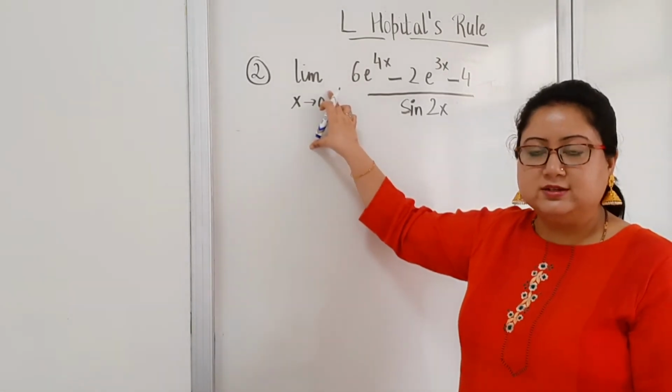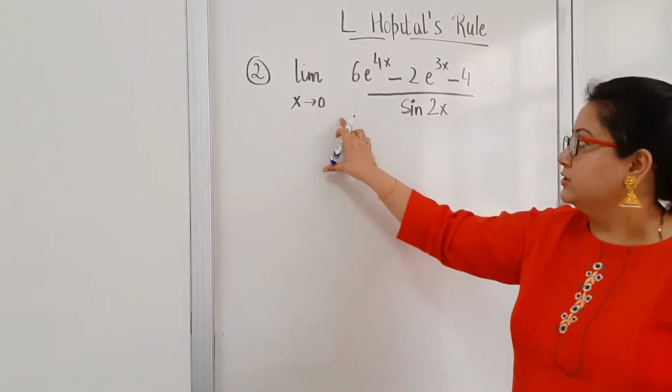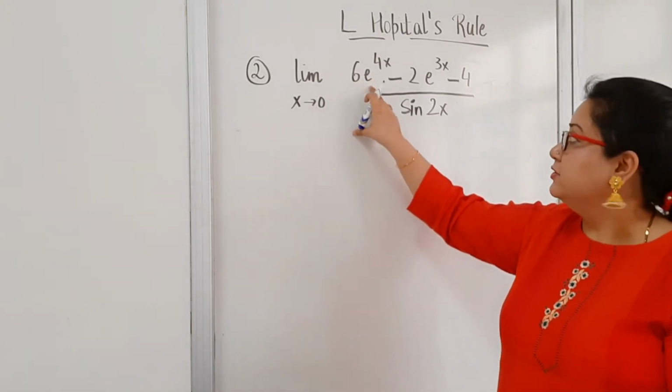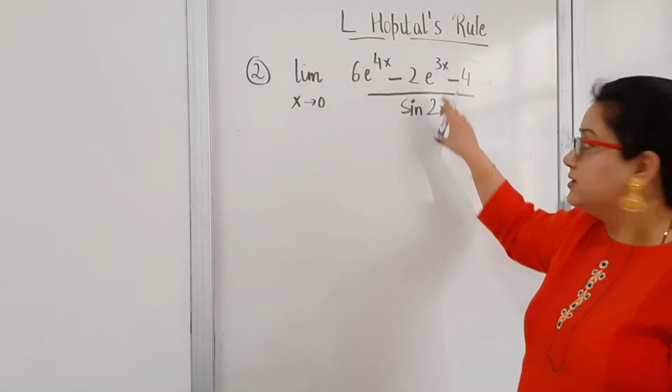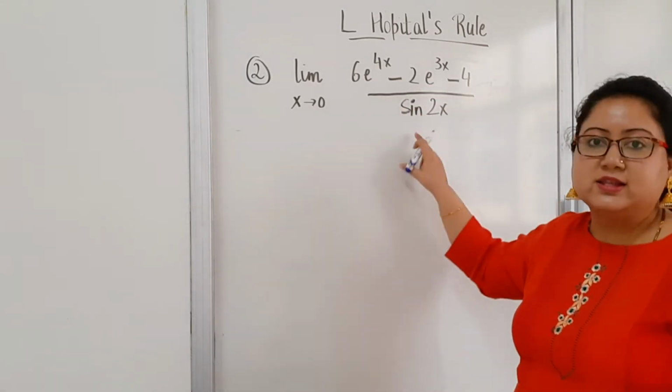You need to find here the limit as x approaches 0 of (6e^(4x) - 2e^(3x) - 4) divided by sin 2x.